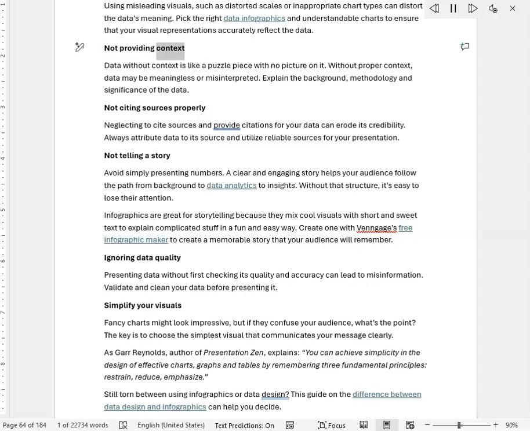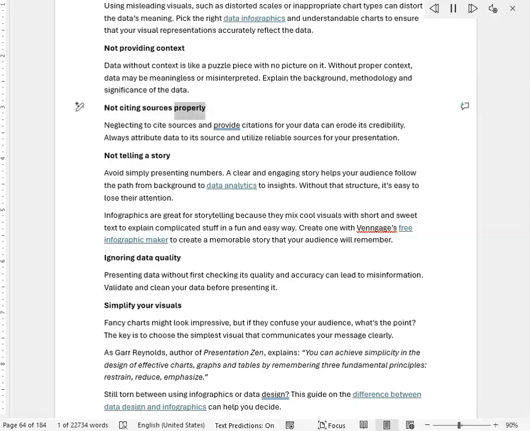Not providing context. Data without context is like a puzzle piece with no picture on it. Without proper context, data may be meaningless or misinterpreted. Explain the background, methodology, and significance of the data.